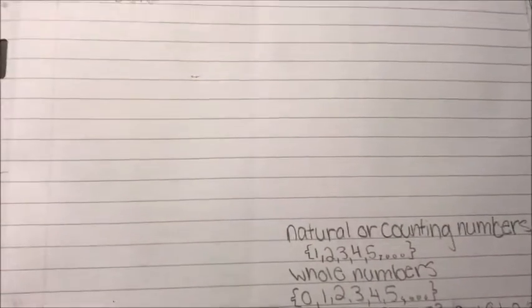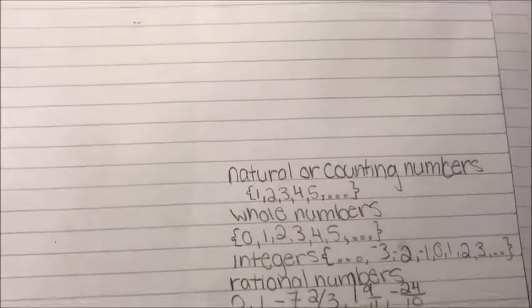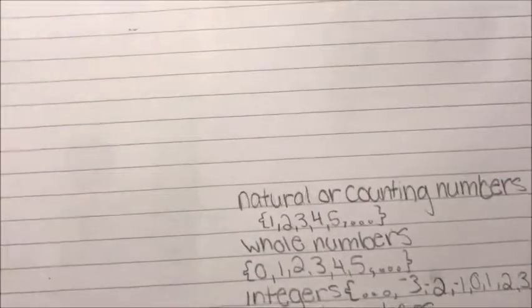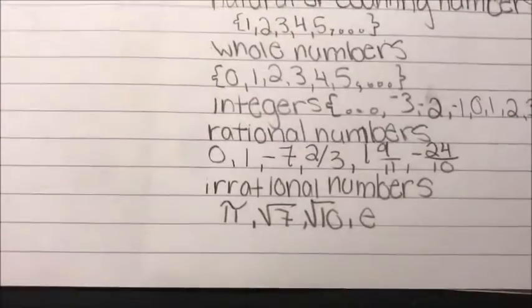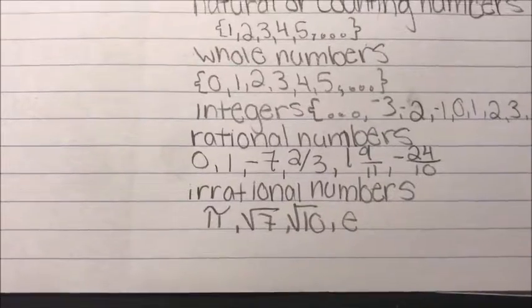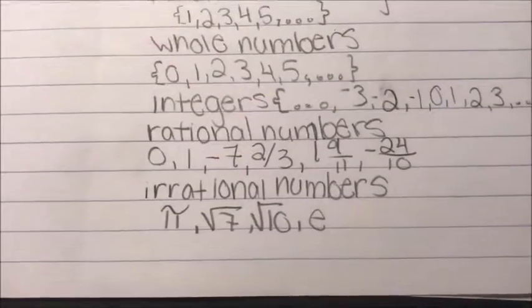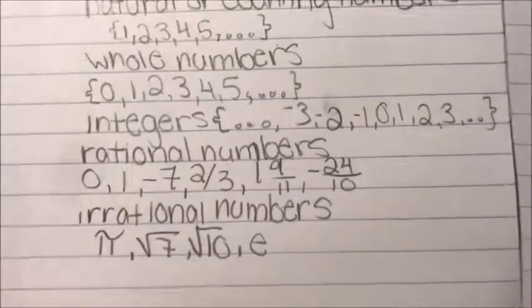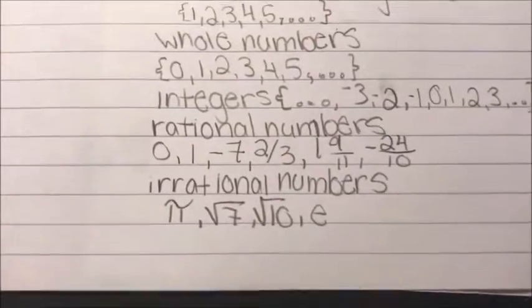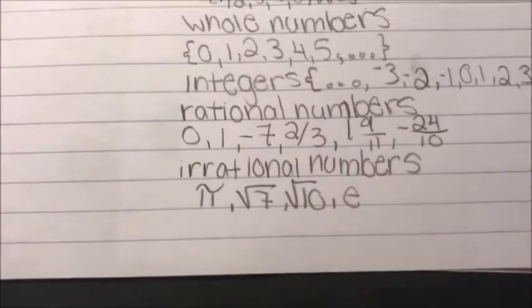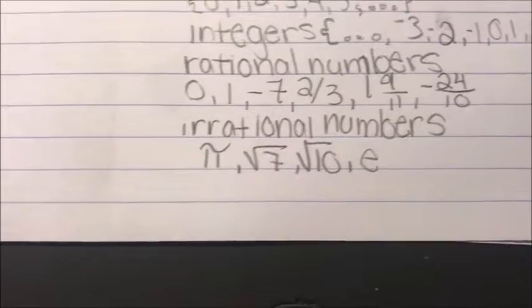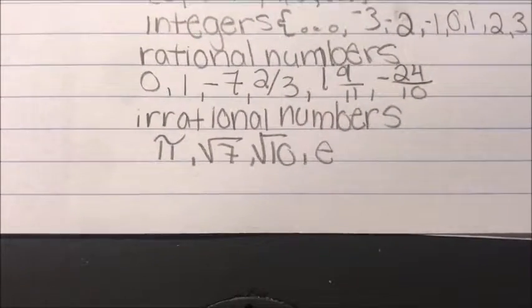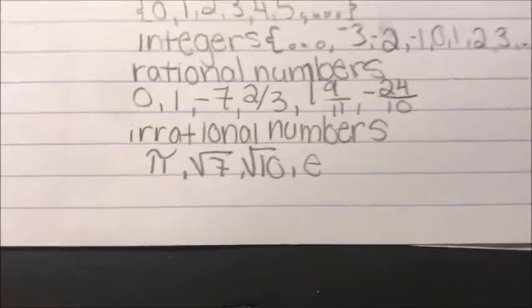And rational numbers are different. They're numbers that can be represented as ratios in the form a divided by b, where a and b are integers, and b does not equal 0. An example could be 0, 1, -7, 2/3, 1 and 9/11, and -24/10. And then there are irrational numbers, which are real numbers that are not rational. That could be pi, which is 3.14 and so on, the square root of 7, the square root of 10, and e. Now that's section 1.4.